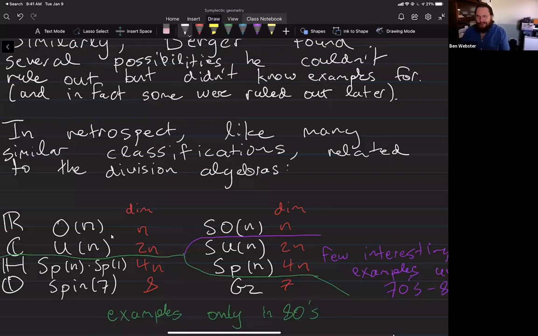So it was really quite challenging. There was a period of about 20 years, actually closer to 30 in the case of Spin(7) and G2, when people knew that Berger couldn't rule out this possibility. A lot of other people had done work on these. Jim Simons, for example, had reorganized Berger's proof, but they also couldn't prove that these things actually existed. All right.